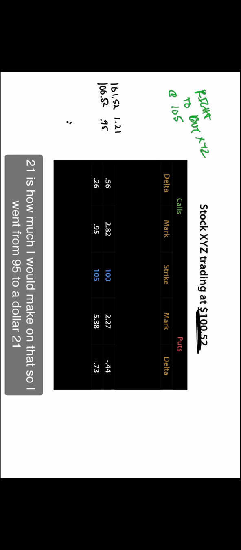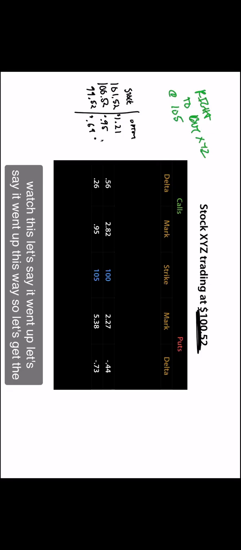$1.21 is how much I would make on that. So I went from 95 cents to $1.21. Now, if this stock were to fall $1 to 99.52, this is the stock, right? And this is the option price, right? The premium. Now I'm going to lose 26 cents, right? So 95 cents minus 26 is 69 cents. So I put in 95 and now I have 69, okay?